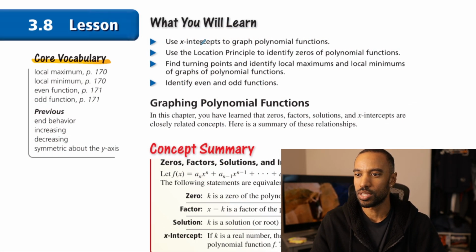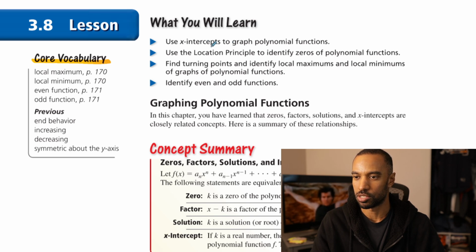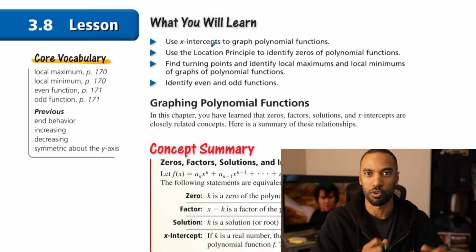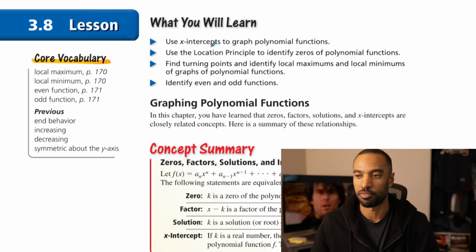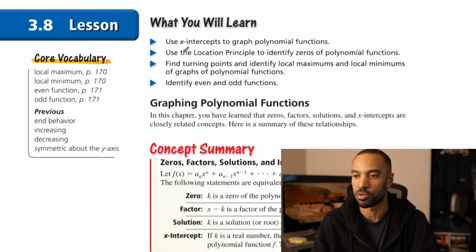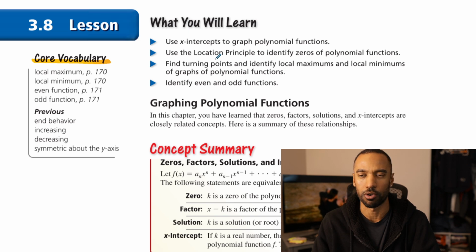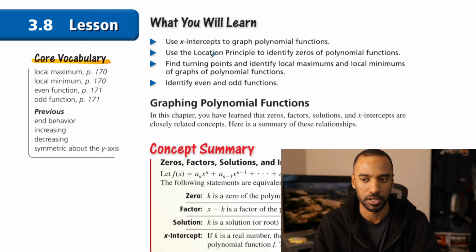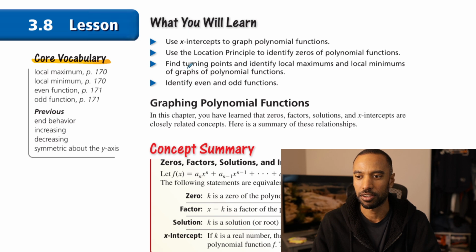We are going to use x-intercepts to graph polynomial functions. So whether it's already in factored form or we need to factor it, whichever one they provide for us, we're going to do that and cross through them, including multiplicities, as needed. Use something called the location principle to identify zeros of polynomial functions. It's going to be a pretty straightforward process that we use, but it's the graphing calculator we're going to have to use for that. And graphing calculator here as well.